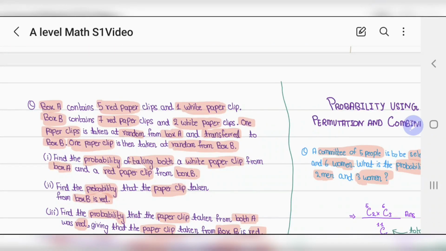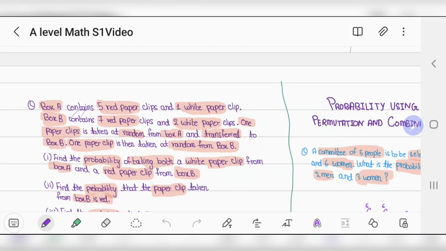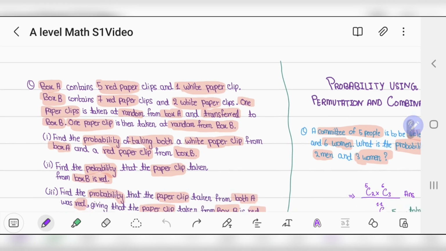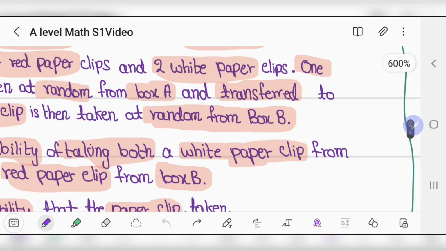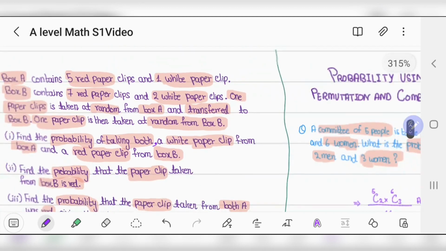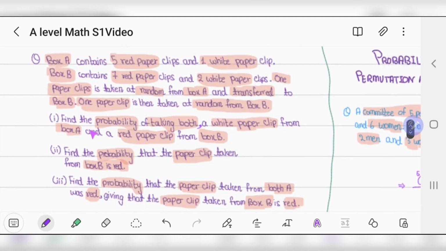The question is, box A contains 5 red paper clips, 1 white paper clip, which means 6 in total, and box B contains 7 red paper clips and 2 white paper clips. 1 paper clip is taken at random from box A and transferred to box B. 1 paper clip is then taken at random from box B. Find the probability of taking both a white paperclip from box A and a red paperclip from box B, right?